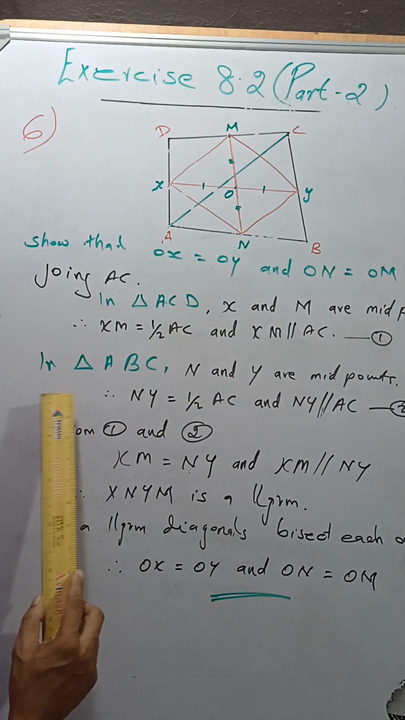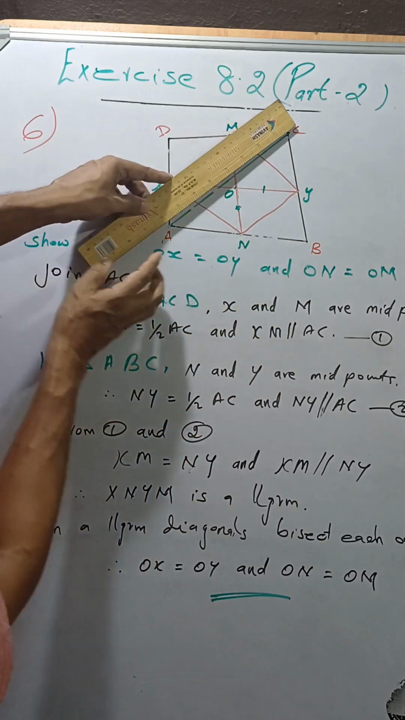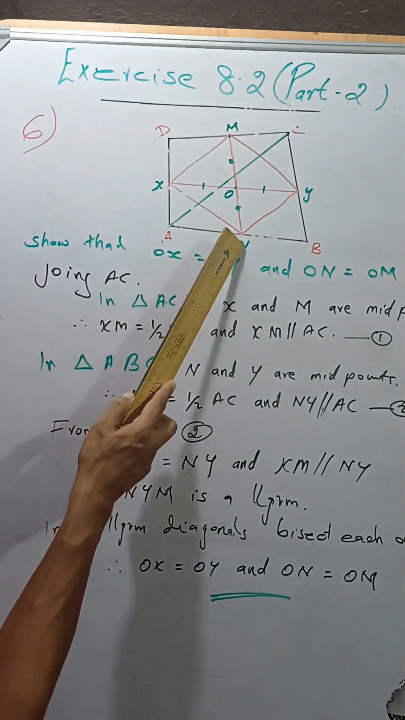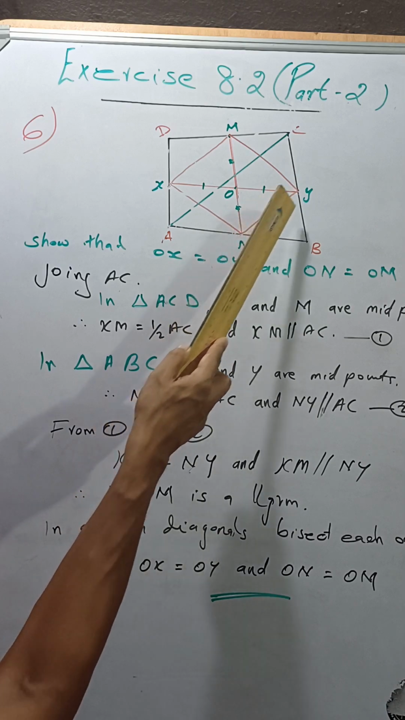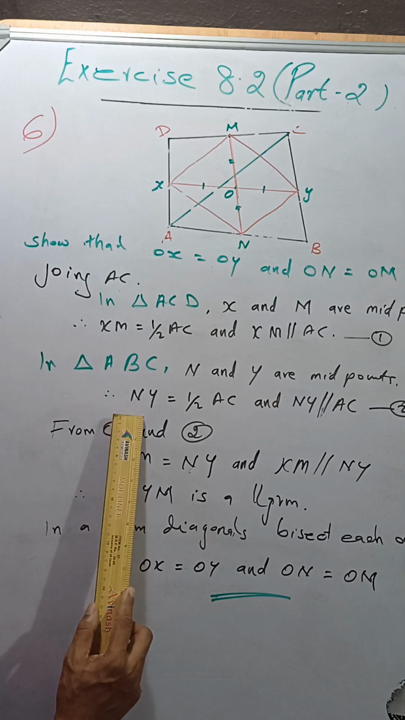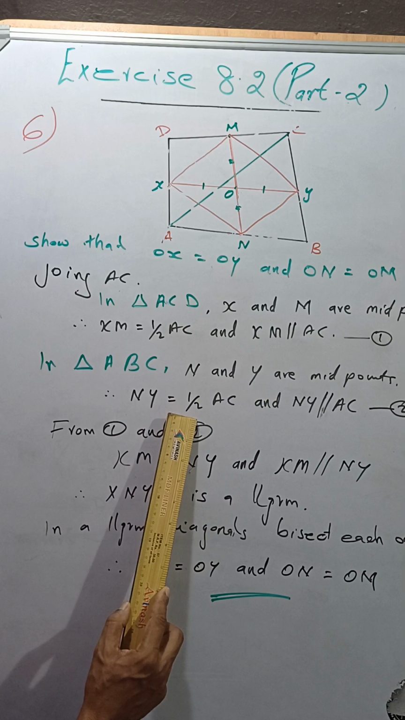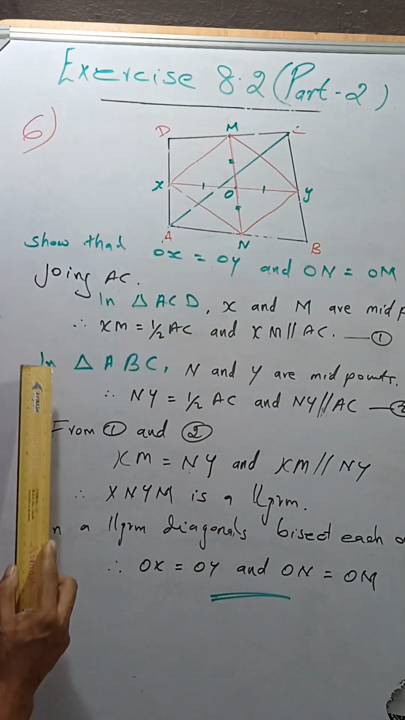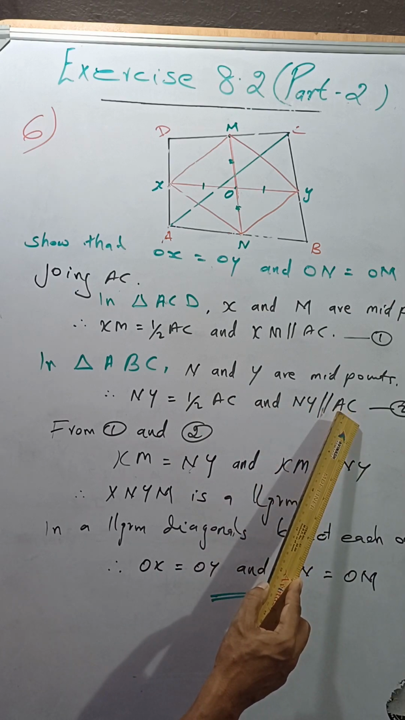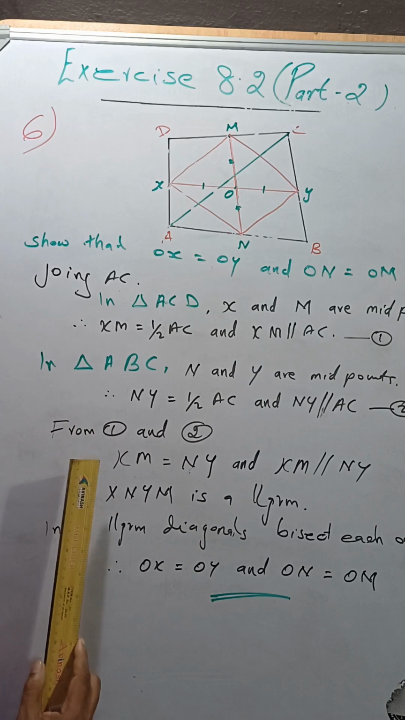Then we are taking the other triangle ABC. N and Y are midpoints of the sides of the triangle. By using the midpoint theorem, NY is equal to half of AC and NY is parallel to AC. That is 2, by the midpoint theorem. We have learned the midpoint theorem very clearly.